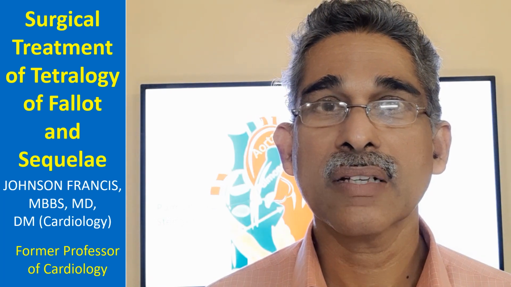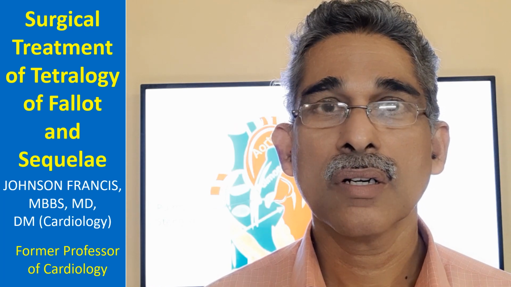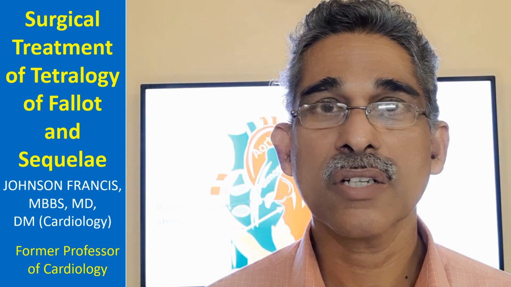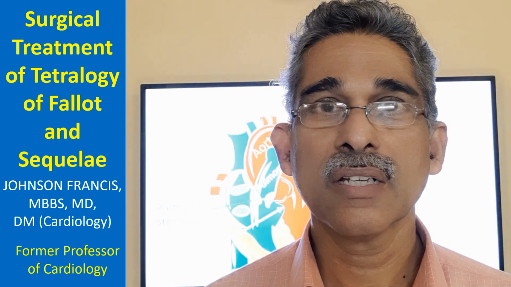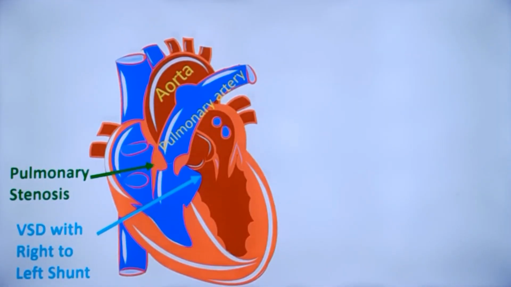And squatting is one of the important symptoms of Tetralogy of Fallot. There are several surgical options for Tetralogy of Fallot and also some sequelae for these. We will see. This is the diagrammatic representation of Tetralogy of Fallot. You can see the ventricular septal defect and aortic override. Right to left shunt is also visible.